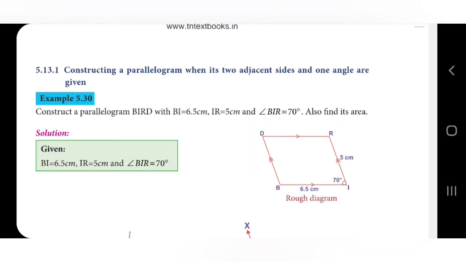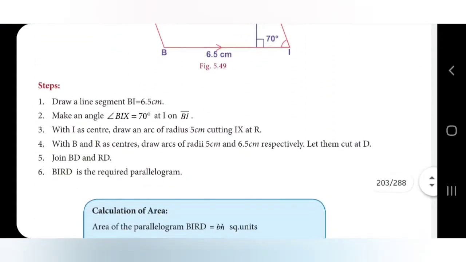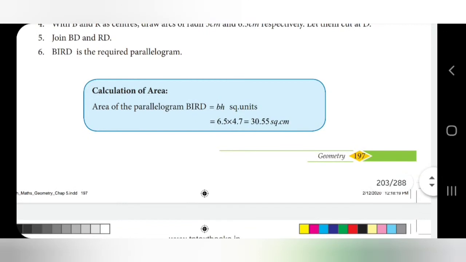Then angle BIR is given. BIR is 70 degree. We should take the angle on the right hand side, which means you should see the outer angle. Also find its area. What is the formula for finding the area? The area of a parallelogram is simple: base into height square unit. Area of the parallelogram is base into height.